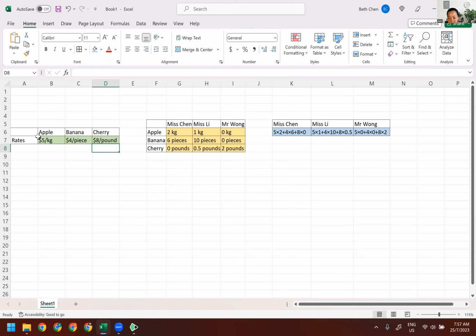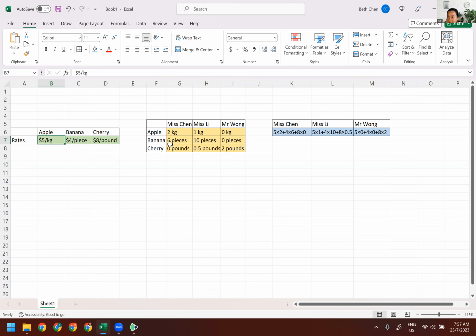Look at the first table. Apple, $5 per kg. Banana, $4 per piece. And cherry, $8 per pound. I think you can understand what it means. Right? And we see this all the time in real life. You see this $5, $4, and $8. They are not even of the same kind of rate. One is per kg, one is per piece, and one is per pound. Okay? And then there are three people, Miss Chan, Miss Lee, Mr. Wong, right?